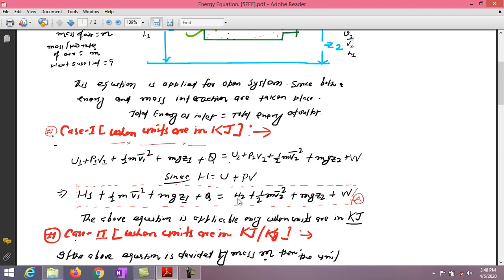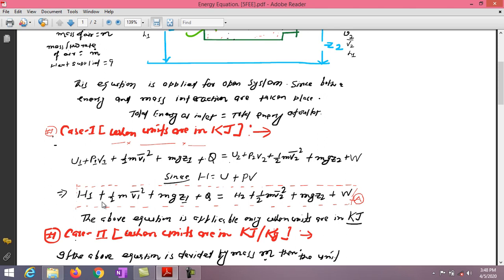This is equal to U2 plus P2 V2 plus half m v2 square plus m g z2 plus W. So this is the first equation. Be careful, the unit of all terms is kilojoule. This is very important. That's why I am saying this. Whenever you have any numerical, you have to see what the unit of these quantities is. If units are given in kilojoule, simply use this equation flat. You don't have to think anything extra.